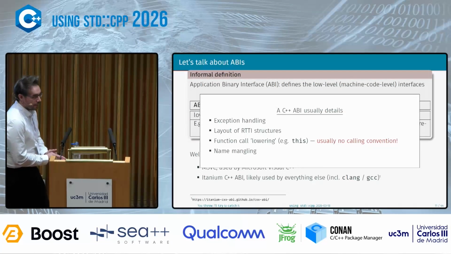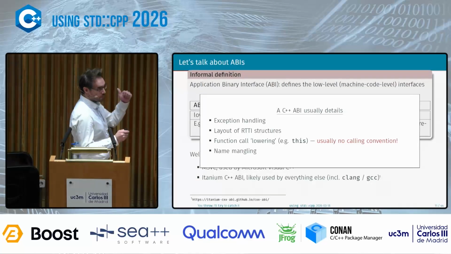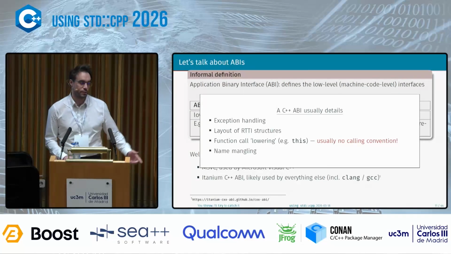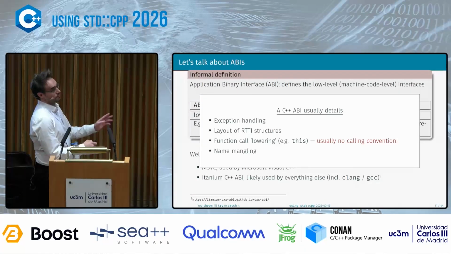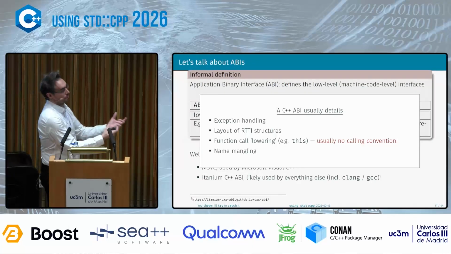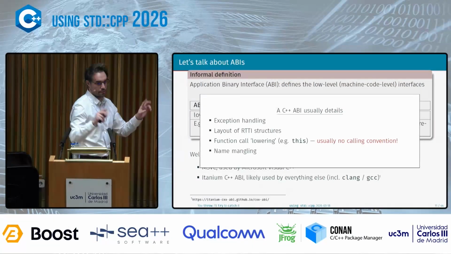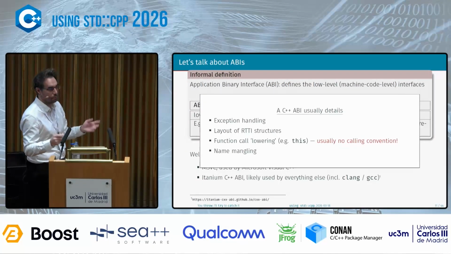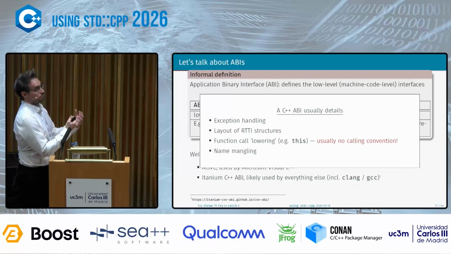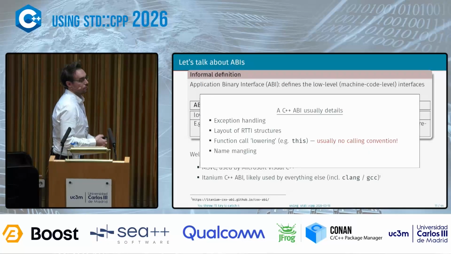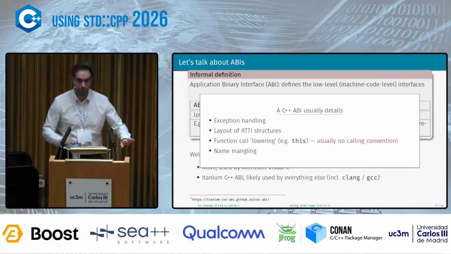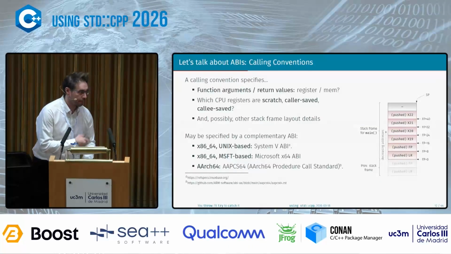C++ ABI usually details what happens with exception handling, the layout of runtime type information structures, how a function call is lowered. For example, you have a member function, and obviously because it's a member function, there is some implicit parameter, which is the this, which is the instance of the object that you are invoking this function on, etc. Name mangling details and whatnot, but usually no specific calling convention. This is defined in some separate ABI.